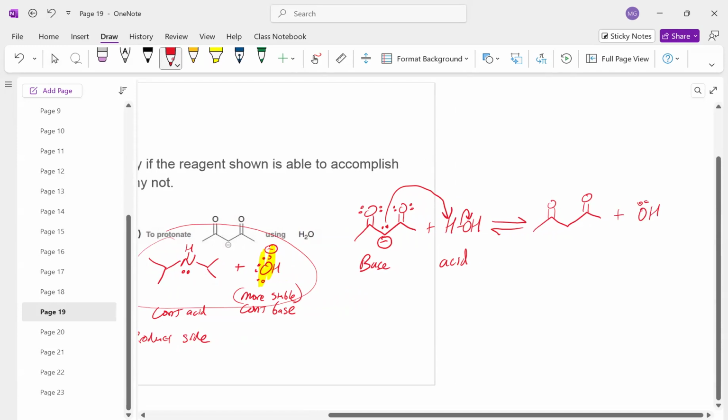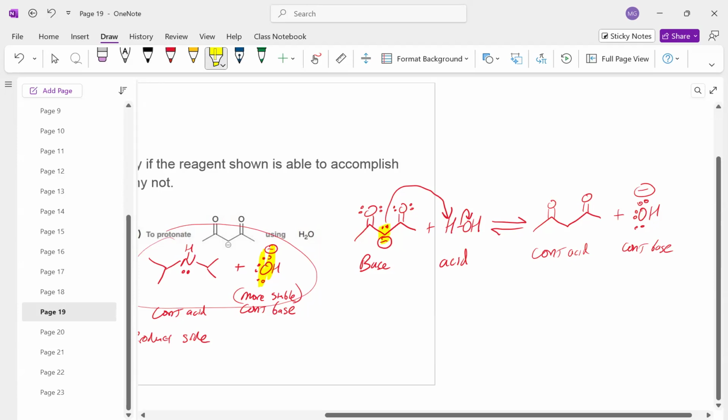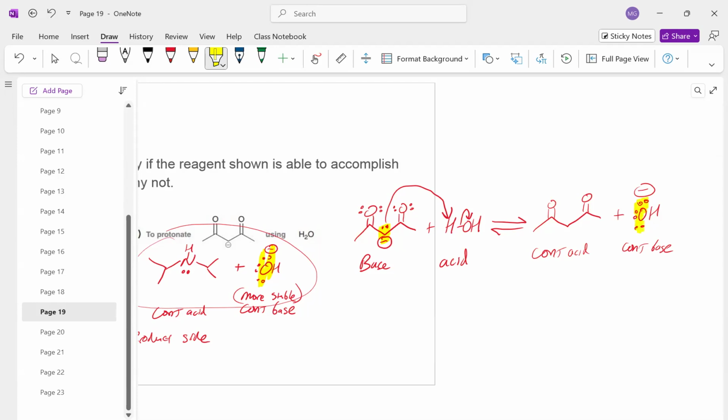And then again, we're making hydroxide on the right. This is our conjugate acid, conjugate base. Now, in order, again, to determine what direction the equilibrium lies in, we need to figure out what is the more stable base. So over on the left, the atom with the negative charge is carbon, and on the right, it's oxygen. Those two are in the same row, so we base it off electronegativity.